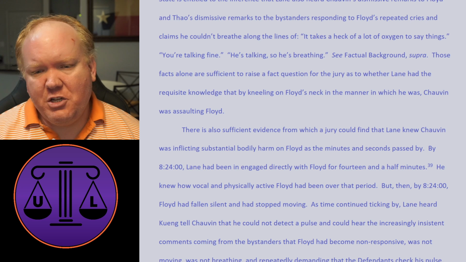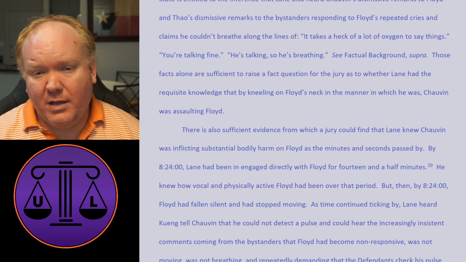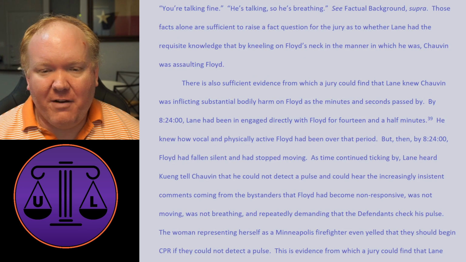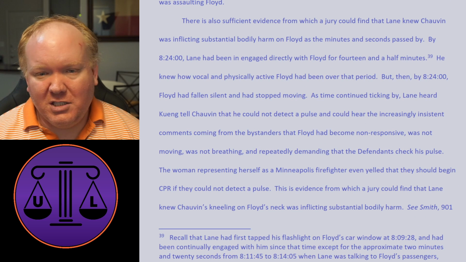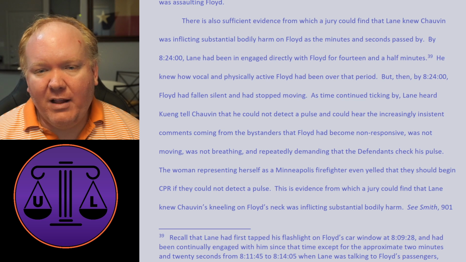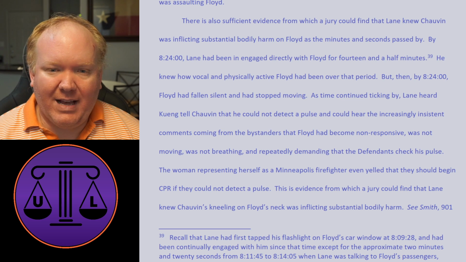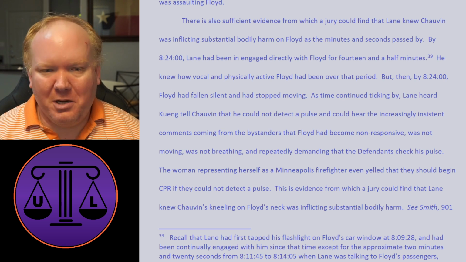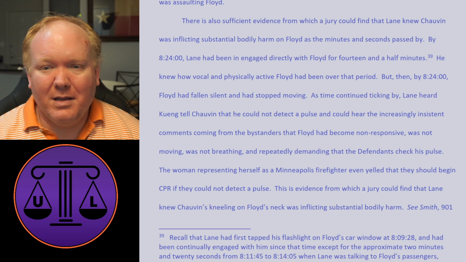Those facts alone are sufficient to raise a fact question as to whether Lane had the requisite knowledge that Chauvin was assaulting Floyd. Yeah. There's also sufficient evidence from which a jury could find that Lane knew that Chauvin was inflicting substantial bodily harm on Floyd in the minutes as they passed. The amount of time here is going to be a factor that is going to run against them.